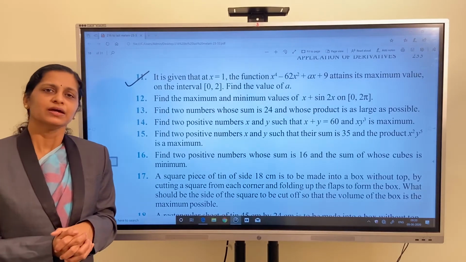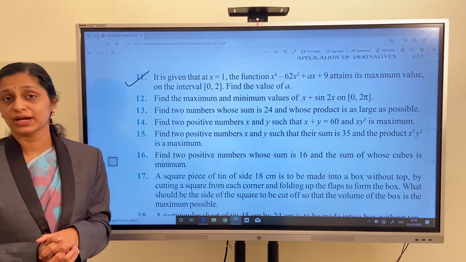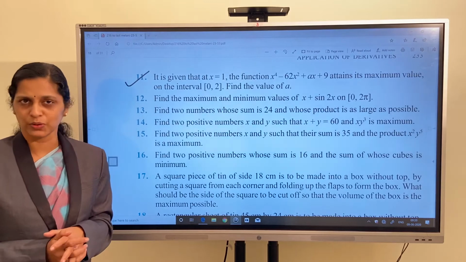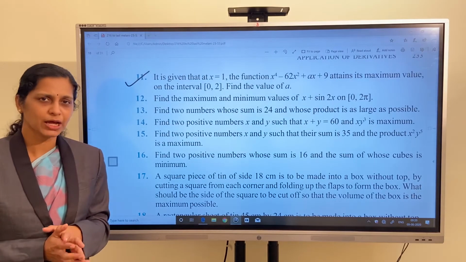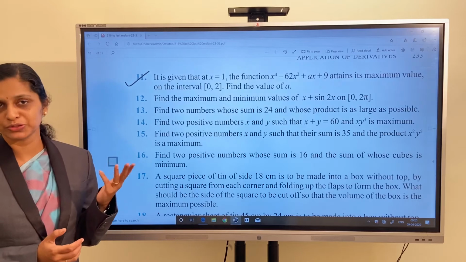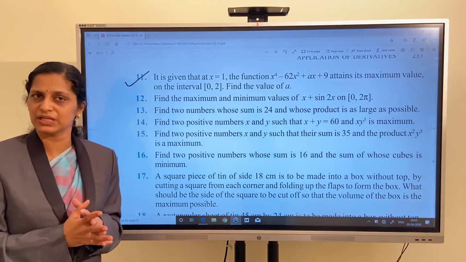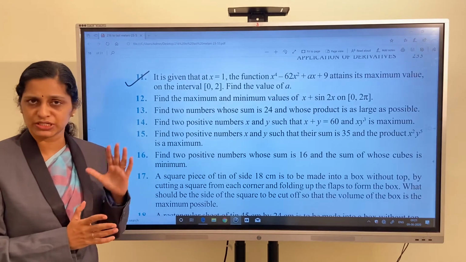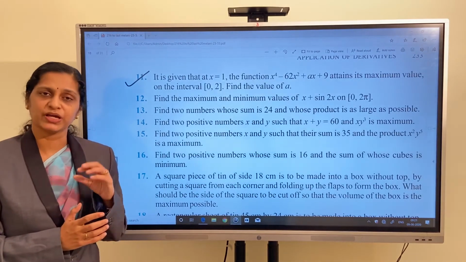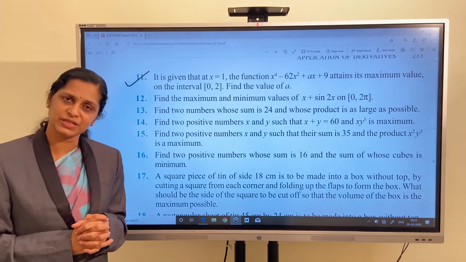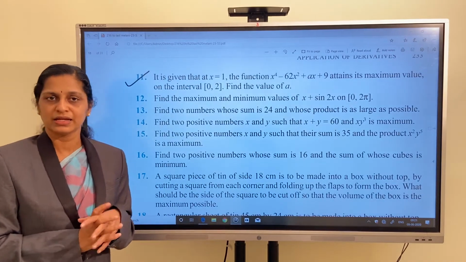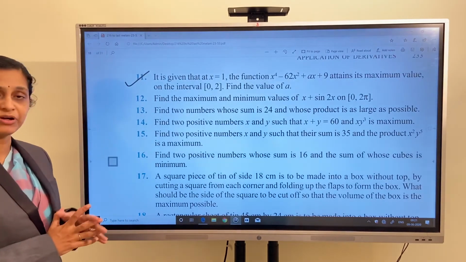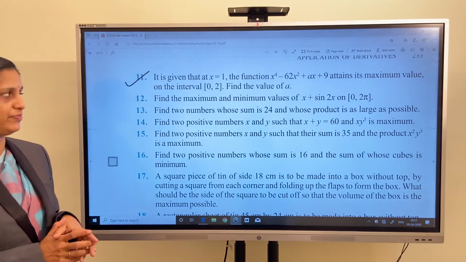Hi students, we have already discussed the concepts of local maxima and local minima, absolute maxima and absolute minima. Here we are going to do some problems based on these concepts. When we are considering the CBSE board exam, this section is very important. We can expect one sure 6-mark question from this section. Okay, let us do problem number 11 from exercise 6.5.